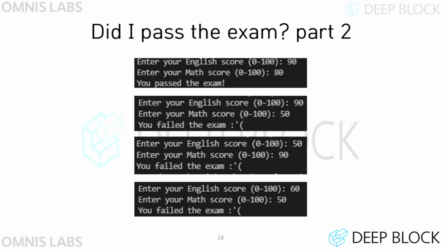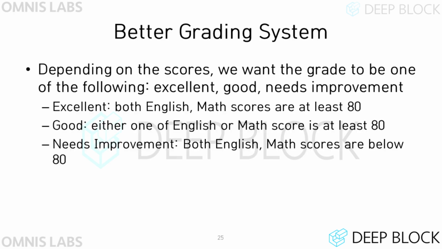If you run the program and input various values, you can check that the program is implemented correctly. For example, if an English score of 90 points and a math score of 80 points are entered, the string "you passed the exam" is printed. However, if the score of one of the two subjects is 50 or both scores are less than 70, the string "you failed the exam" is printed. So far, we have implemented a program that determines if the student has passed or failed an exam.